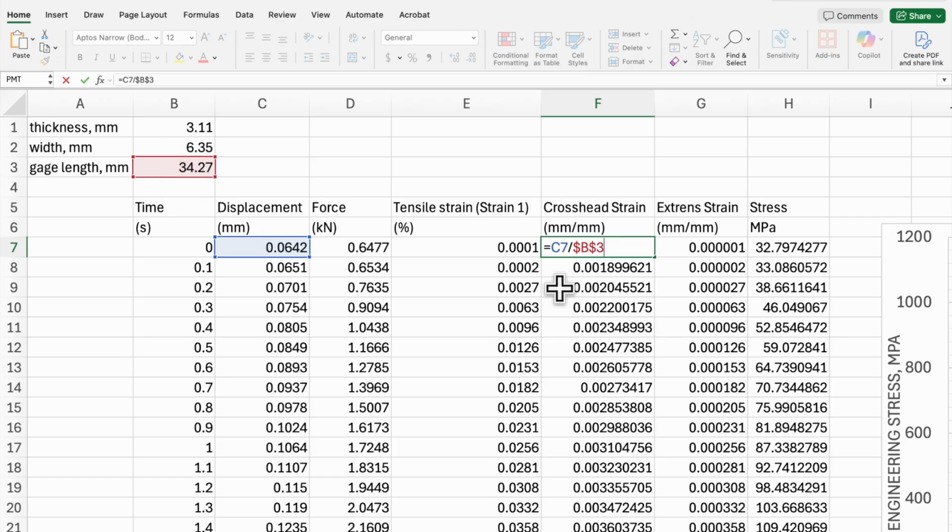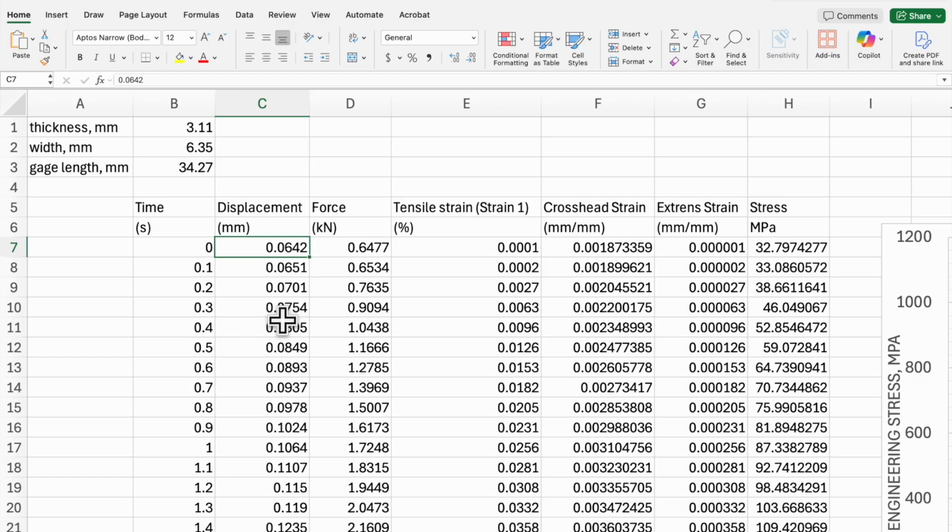And so that's what I've calculated. And I've got the dollar signs there so that gauge length doesn't change. The original is always the same, but the displacement is going to change as I go to the different time points. So what that means is that the displacement, this displacement column, is from the crosshead motion, so not the extensometer.